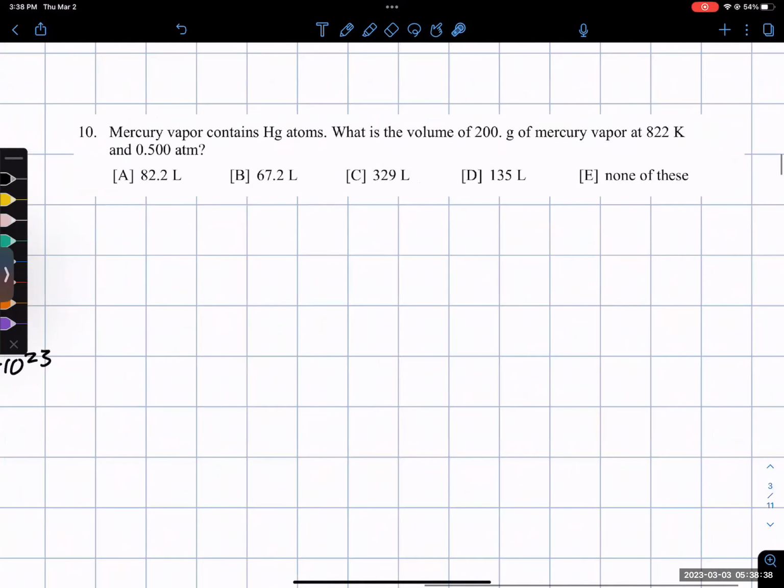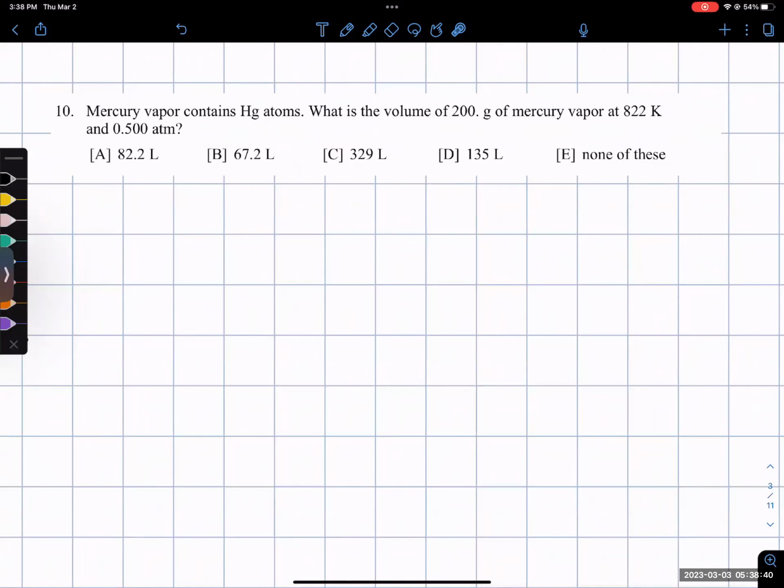All right, number 10. I'll give y'all 3 minutes to work on this one. Hey Siri, start a timer for 3 minutes. 3 minutes. Counting down.